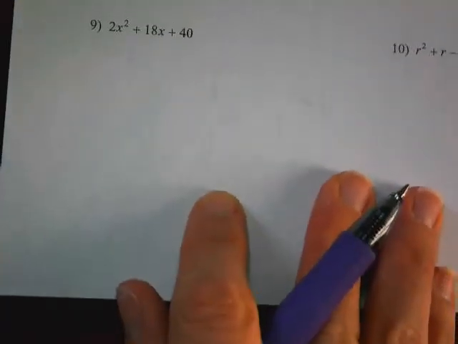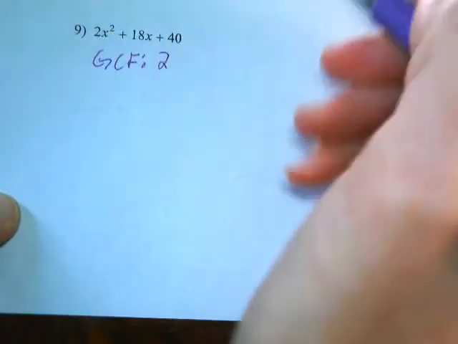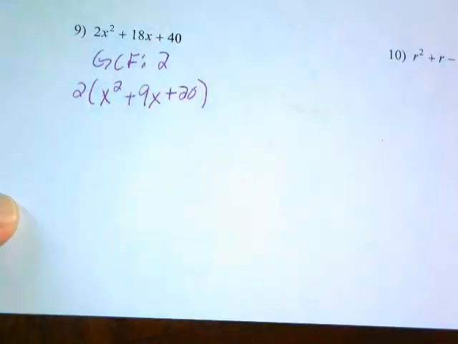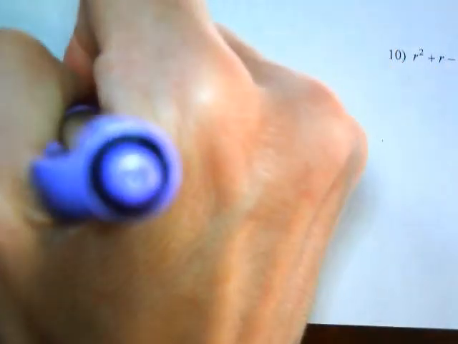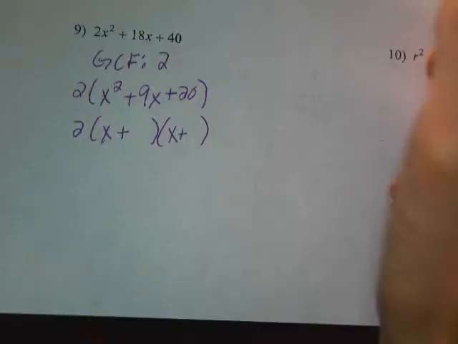Number 9. 2x squared plus 18x plus 40. So I do have a GCF of 2, so I'm going to divide by 2. I got x squared plus 9x plus 20. Set up my binomials. They're both positive, so I can just go ahead and go x plus, x plus, and try to figure out what my factors are.